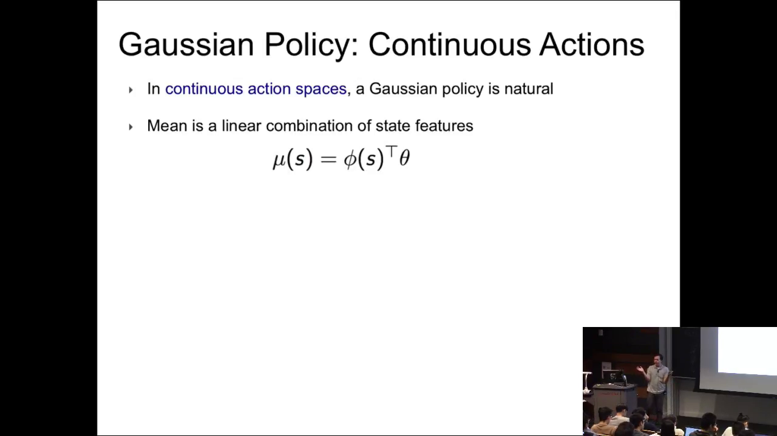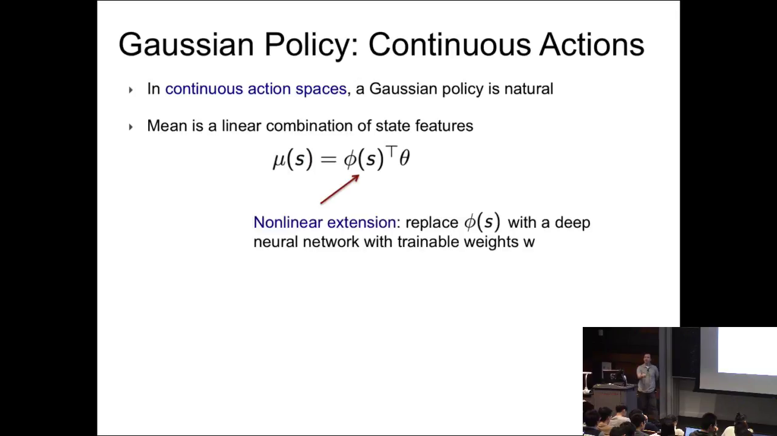You take the linear combination, and the output is a real valued number. Again, you can have a nonlinear extension. You can replace this feature by some DNN with some trainable parameters. Typically, for continuous control, you have an input, you pass it through some nonlinear model, and you get out just some real valued number. Basically, you just don't pass it through softmax. Forget about the softmax. You just have the single output.